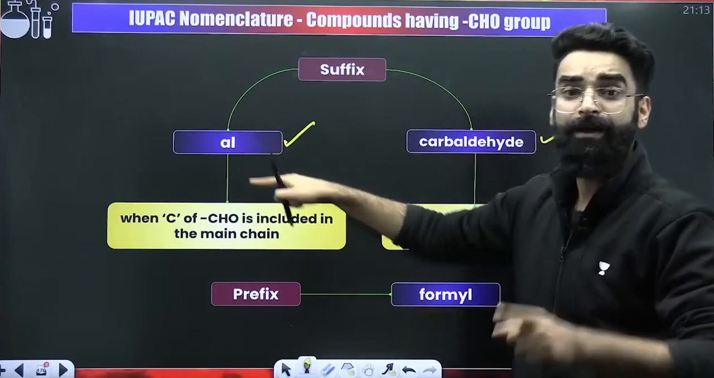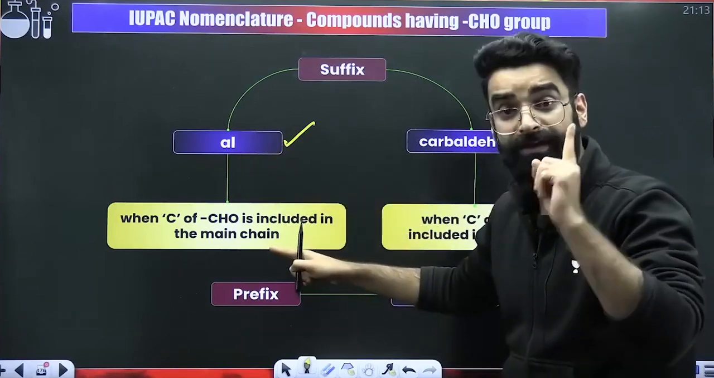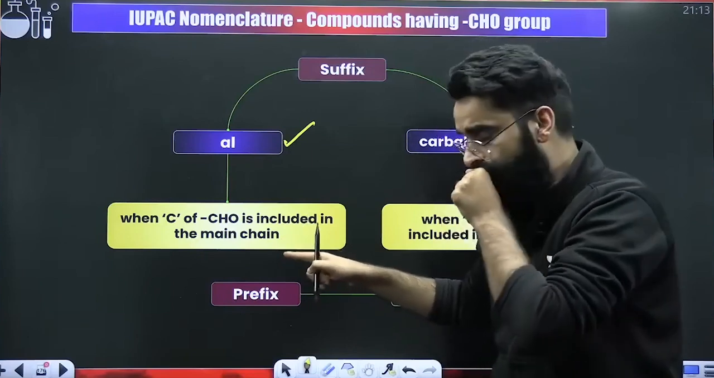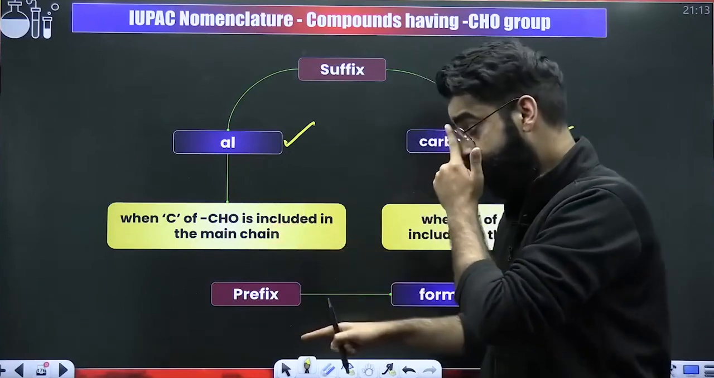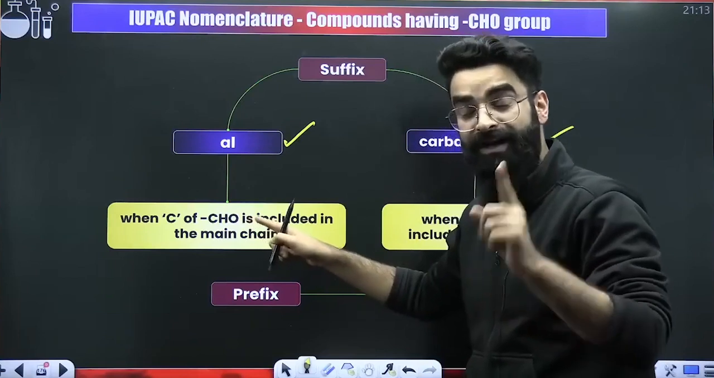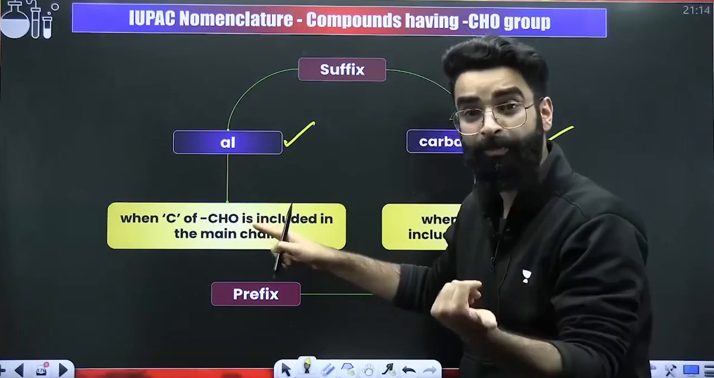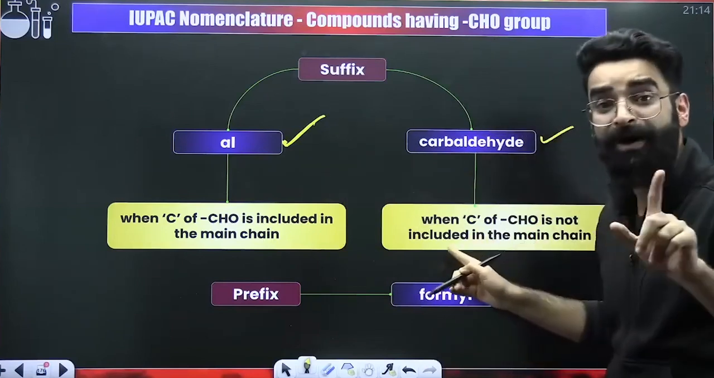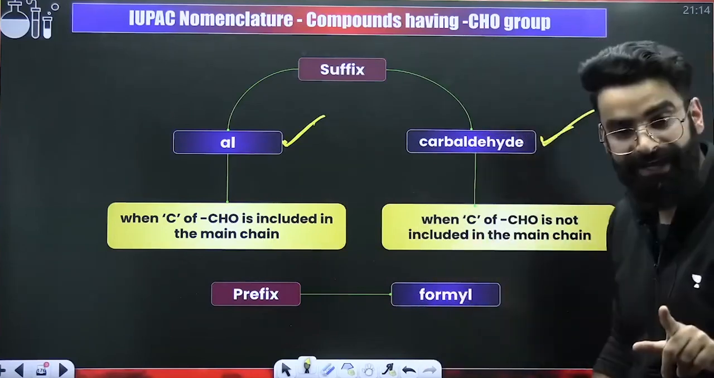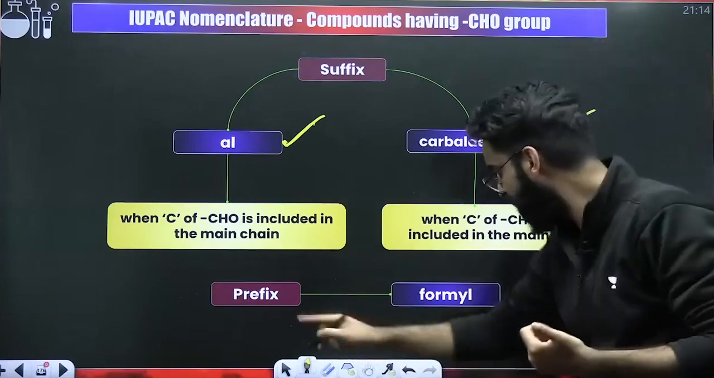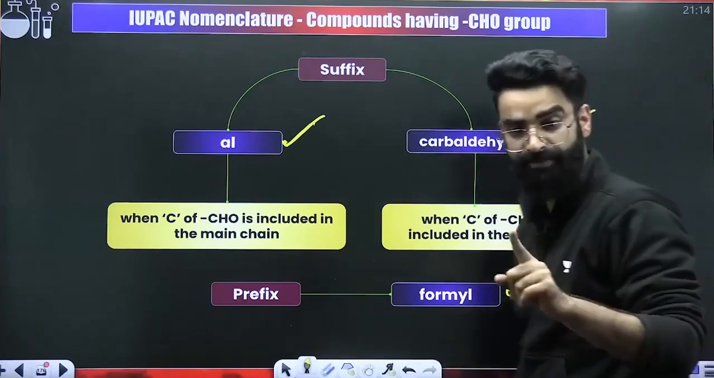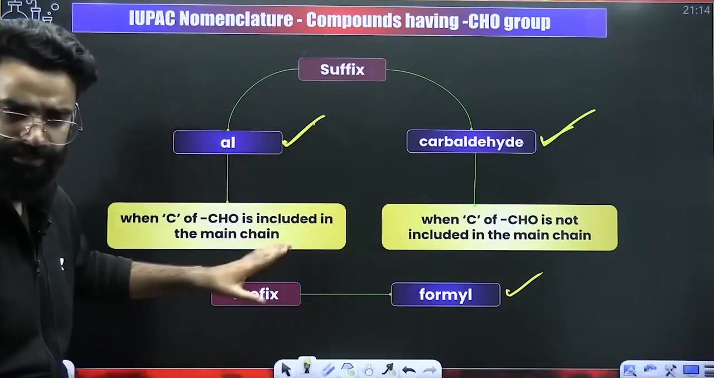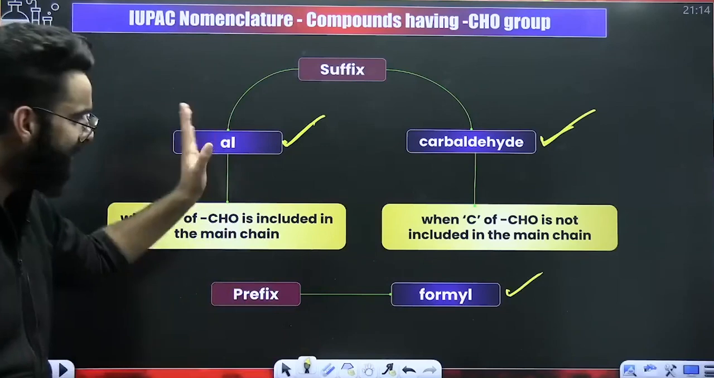You'll use al when the carbon of the aldehyde is part of the main chain. When the carbon of the aldehyde is not part of the main chain, you'll use the term carbaldehyde. As a prefix, you'll be using the term formyl. Now, let's try to use these things in the questions so that you will remember them from now onwards.